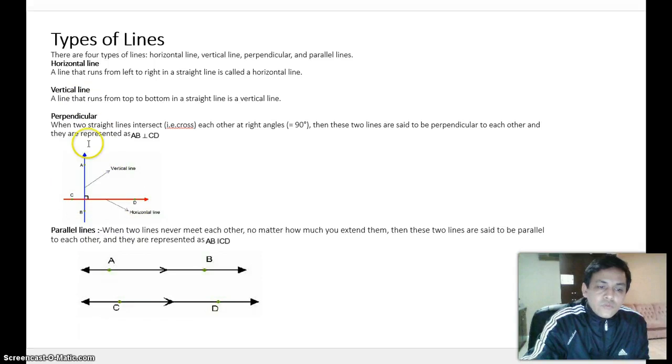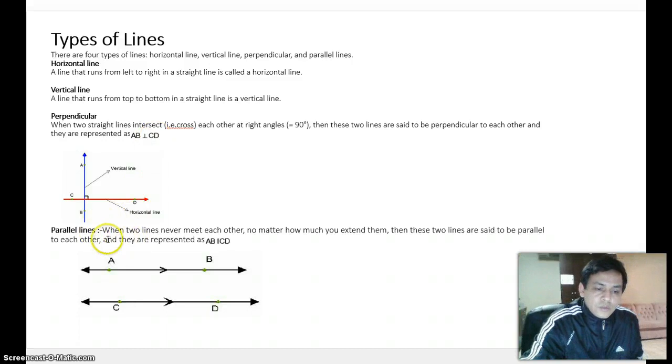The second one is the vertical line, the blue one. A line that runs from top to bottom or bottom to top in a straight line is called a vertical line. The third one is perpendicular. When two straight lines intersect each other at a right angle, that is 90 degrees, then these two lines are said to be perpendicular to each other, and they are represented by AB perpendicular to CD.